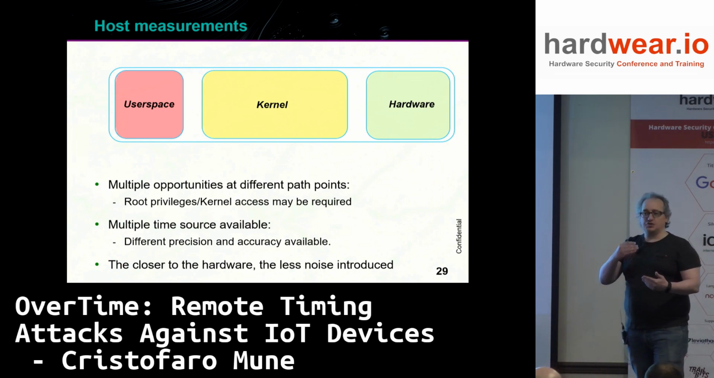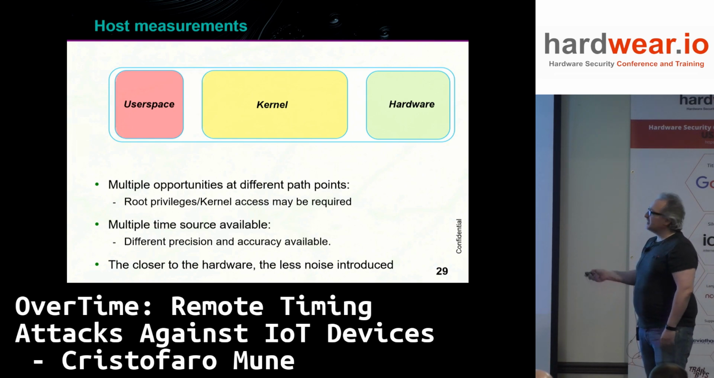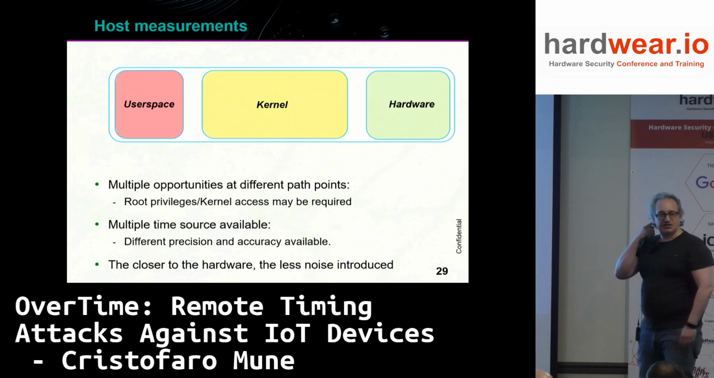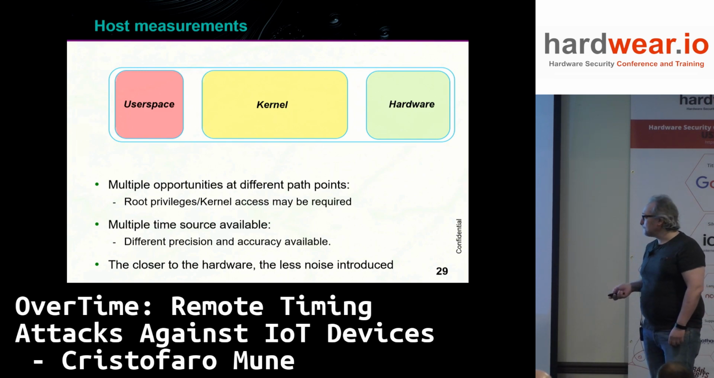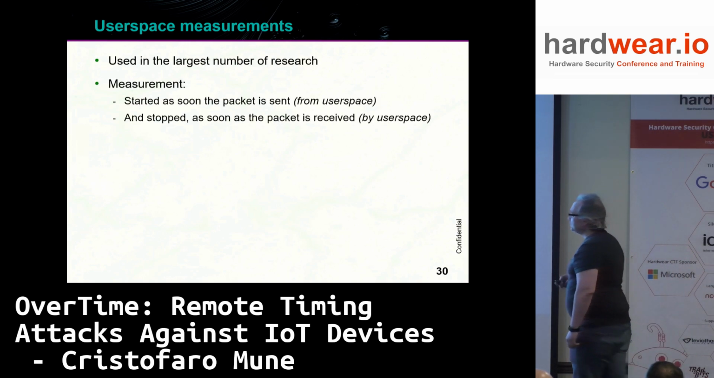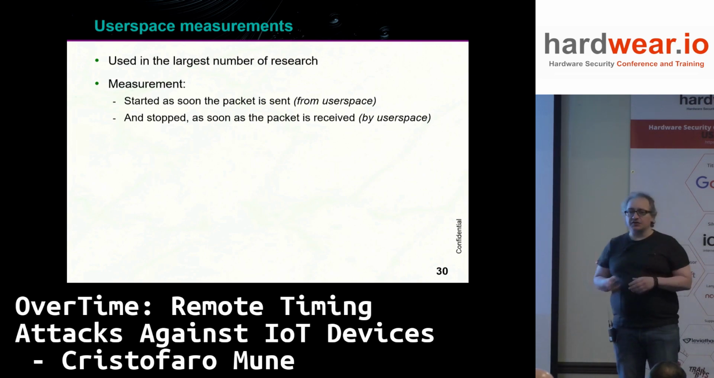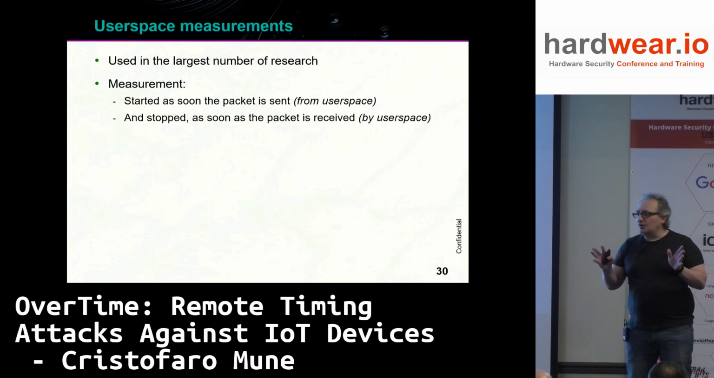From a CPU perspective, basically all the research that we see on timing attacks happens here. And this is something which has really puzzled me for a while, especially because now I have these opportunities with IoT devices. So I want to get the best out of it. User space measurement is where the largest amount of research is. They start as soon as the packet is sent and stop as soon as the packet is received. Question: what do you think is the best precision that you can get here?